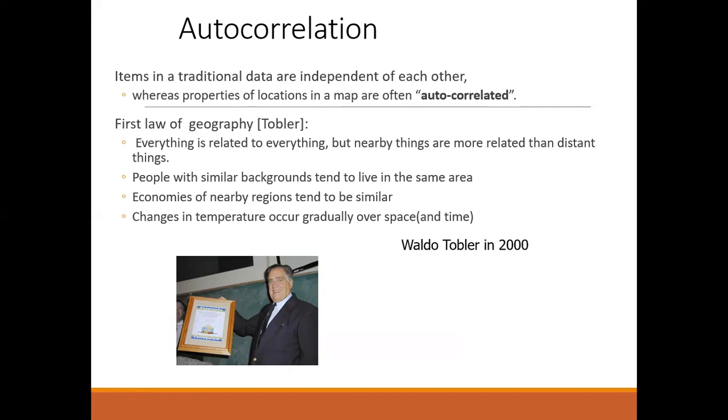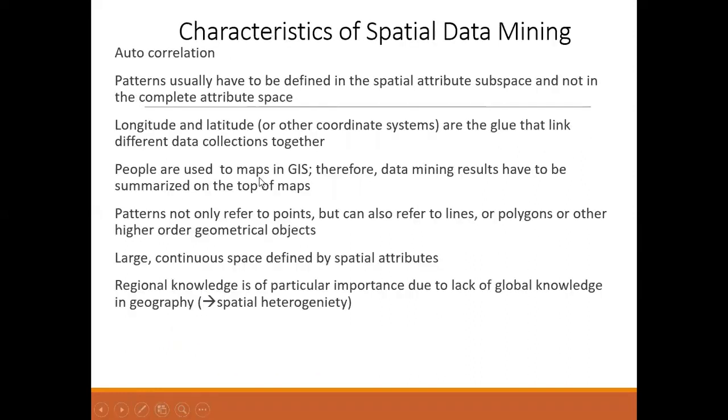People with similar backgrounds tend to live in the same area. Economics of nearby regions tend to be similar. Changes in temperature occur gradually over space. This is all about the first law of geography, and this is closely related to autocorrelation. Now, the next topic for our discussion is characteristics of spatial data mining.